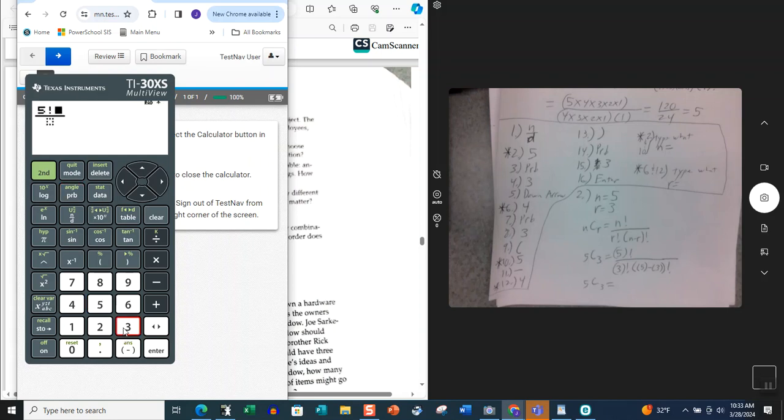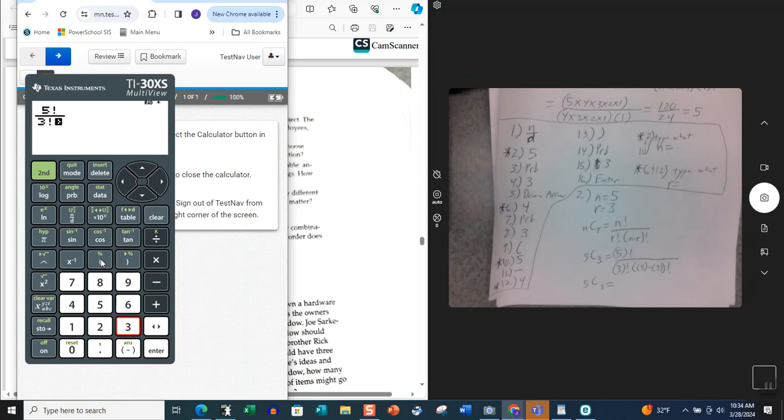Then we press the 3. Now, that took care of the numerator, 5 factorial. Now we go to step 5, press the down arrow. Then we would type in what r is. R in this case is equal to 3. So we'll hit 3, and then we will go to the next step, which is PRB, then the number 3.